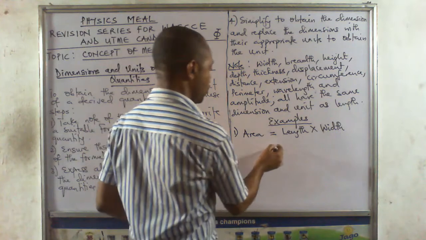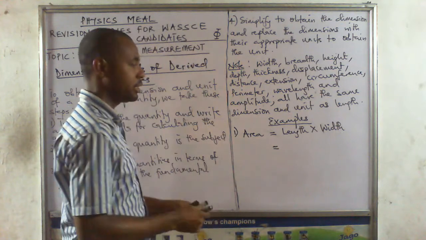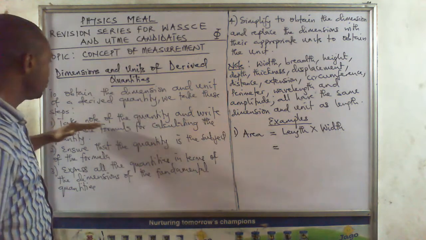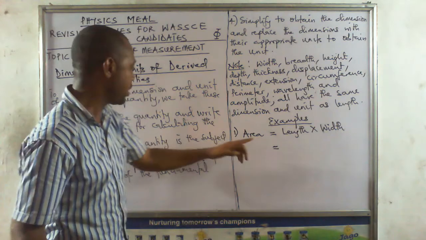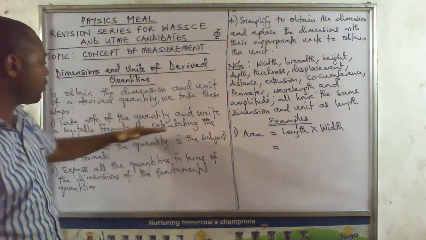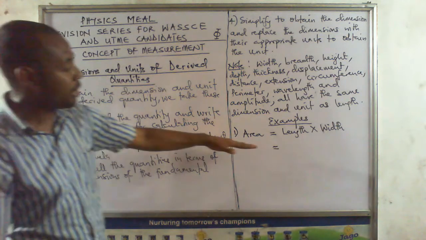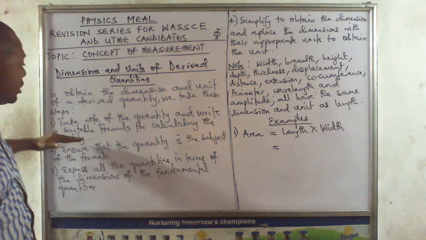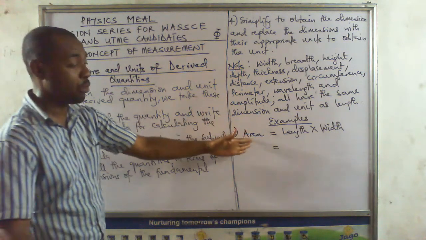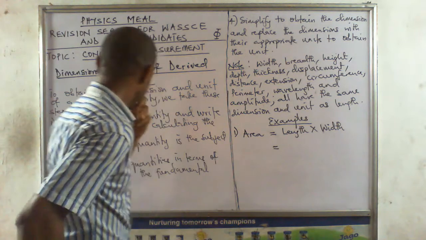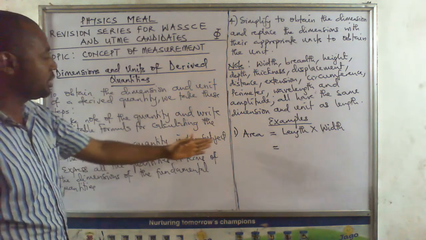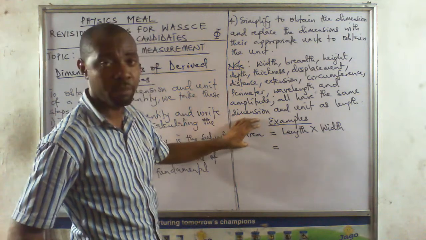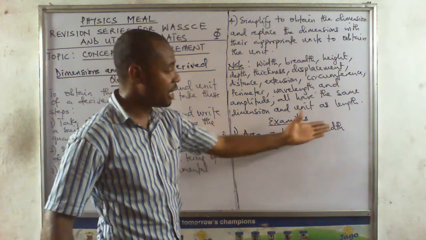Now, we look at our steps again and move on. We are following these steps. They say to obtain this, take note of the quantity. The quantity is area, and write a suitable formula for calculating the quantity. Now, area is length times width. We have actually written the suitable formula. The quantity that we want to find its dimension is area. Now they say ensure that the quantity is the subject of the formula. Okay, this quantity, area, is the subject of the formula. It has been expressed in terms of length and width.